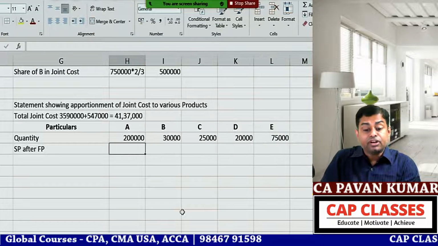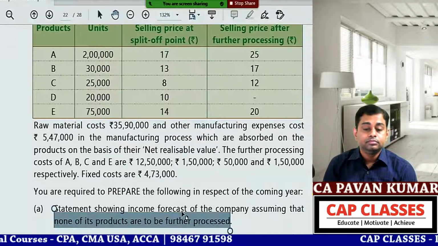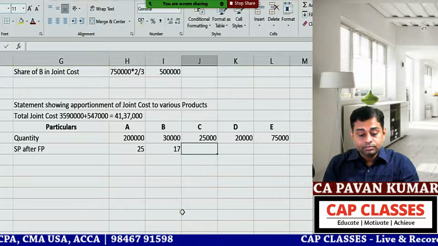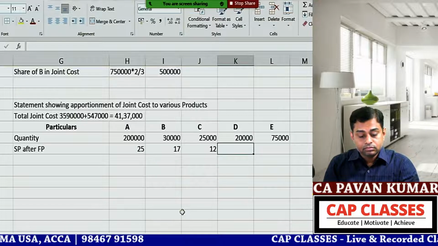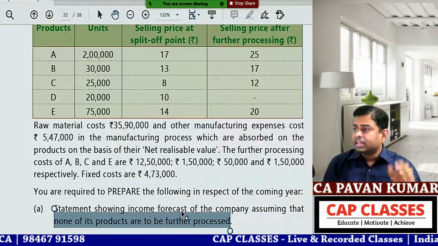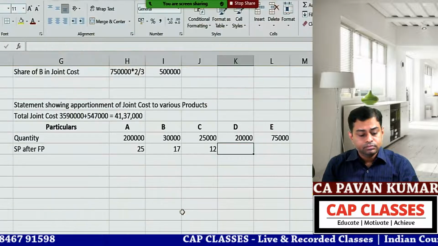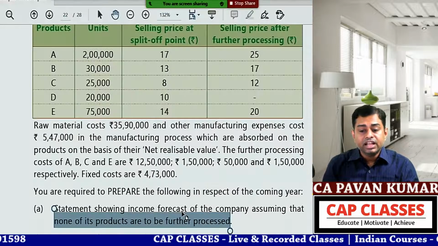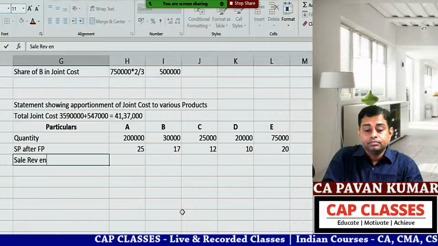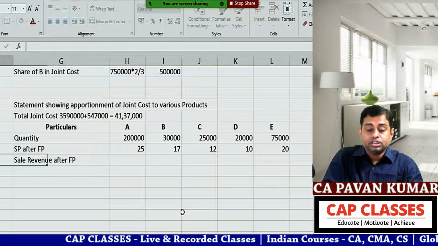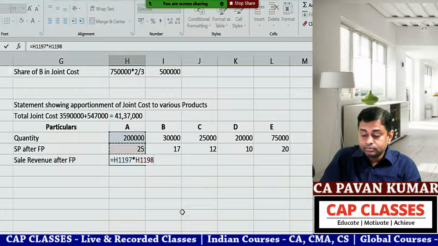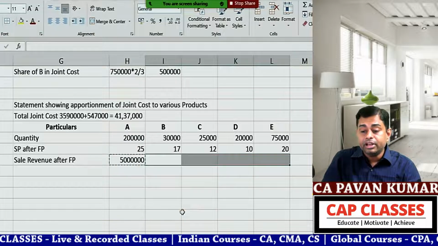So selling price after further processing, tell me. 25 rupees. 17. 12. And E 30, sir. For D we take the same, no? 10. If nothing is mentioned, we'll take 10 only. Okay, sir. For E it is 20. Now can you calculate sale revenue after further processing? So can I say it is this into this? So calculate, all of you calculate and tell me.